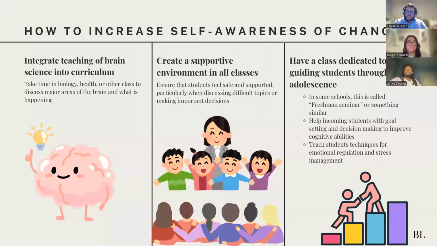So maybe integrating some of that curriculum into a science class or a health class, generally being supportive to your students so that they know that they have someone to turn to if they're having trouble with these things happening in their life, and maybe even having a class dedicated to helping students with managing adolescence.